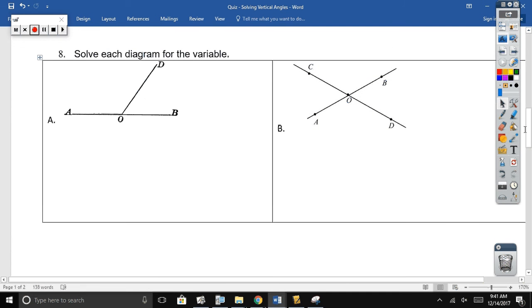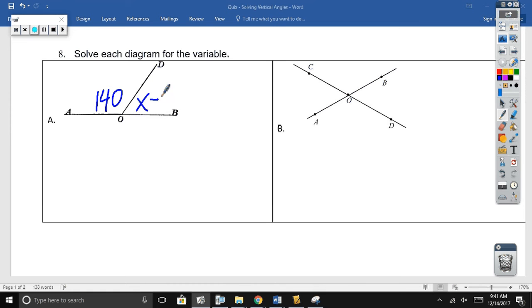So on your papers, this is my blank template on my board. Let me grab the equations. You guys had two angles here. This one was 140. This one was x plus 12. The next one was x and 119.